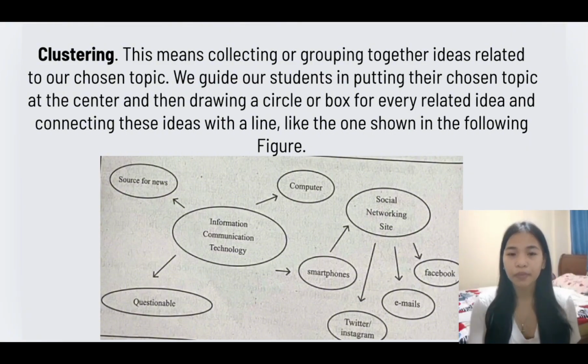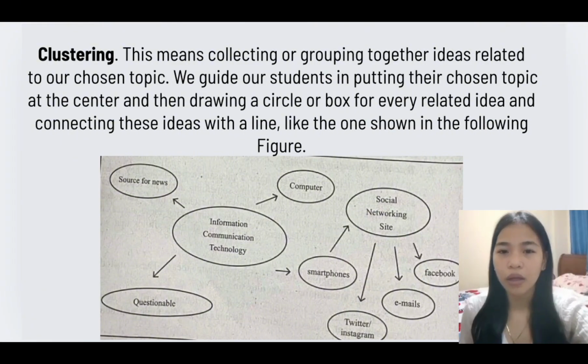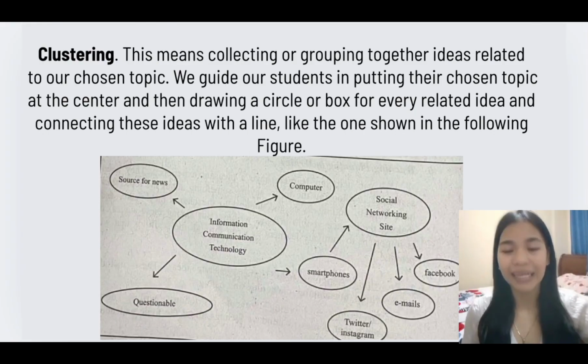So when we say clustering, we choose our own topic, and then if we already have a chosen topic, we think of something connected to that topic. Clustering is like creating a mind map to organize your ideas and your thoughts.